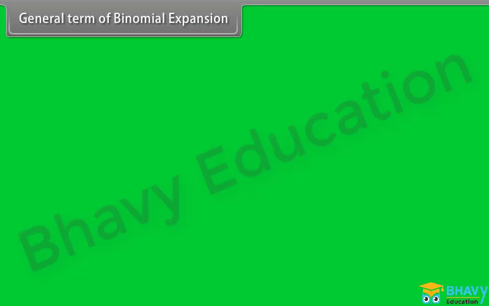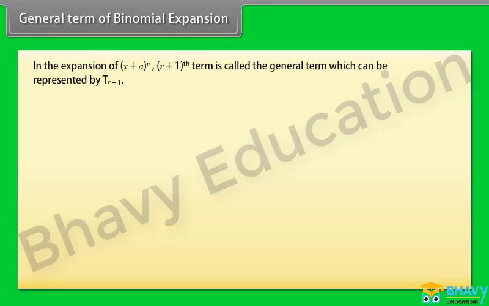General term of binomial expansion. In the expansion of (x + a)^n, the (r+1)th term is called the general term, which can be represented by T(r+1). T(r+1) = nCr × x^(n−r) × a^r = nCr × (first term)^(n−r) × (second term)^r.